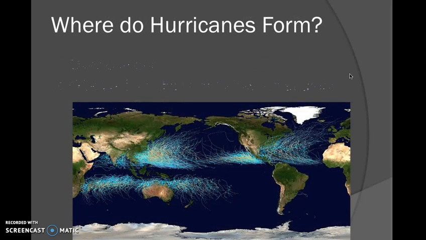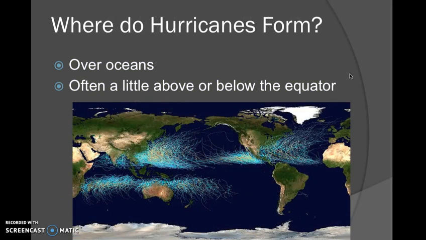So where do hurricanes form? They form over oceans, like I've mentioned, and often a little above or below the equator. So the blue lines on this picture kind of show where hurricanes have formed.